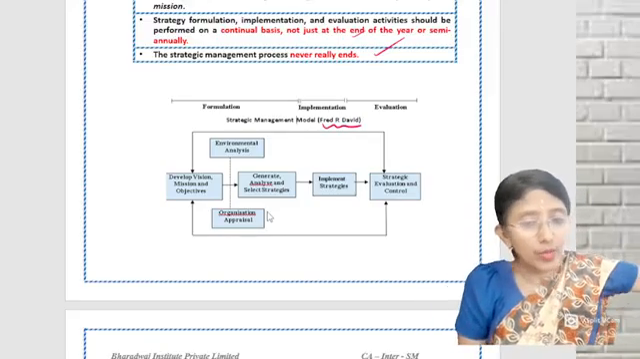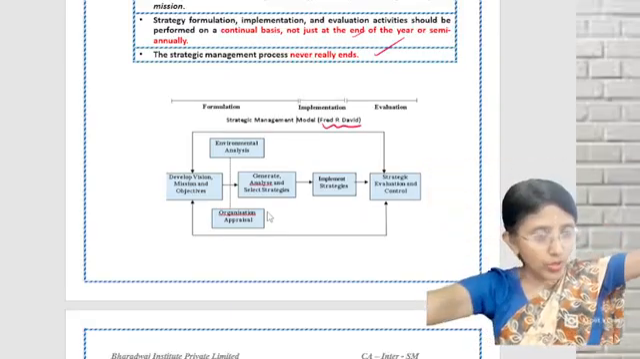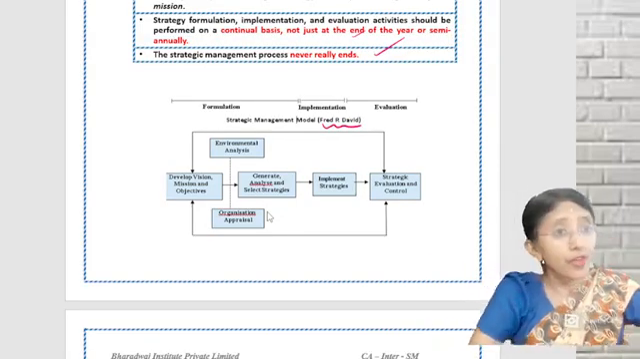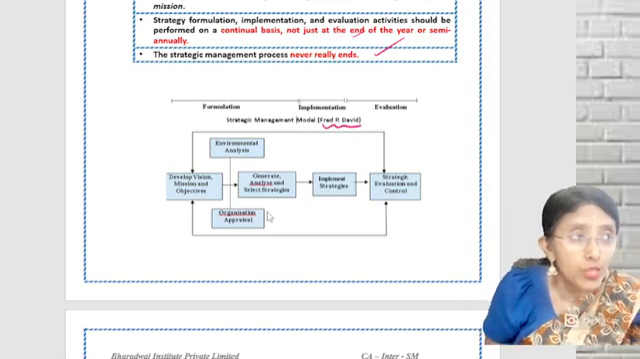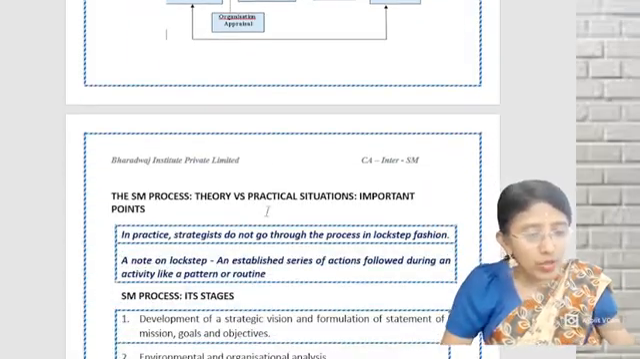This is the model given: formulation, implementation, and evaluation. That bar is there, that horizontal line is there. Remember the name of the management expert, Fred David. If they ask you Fred David's model, it is nothing but the SM process. Got it? Got it from me?